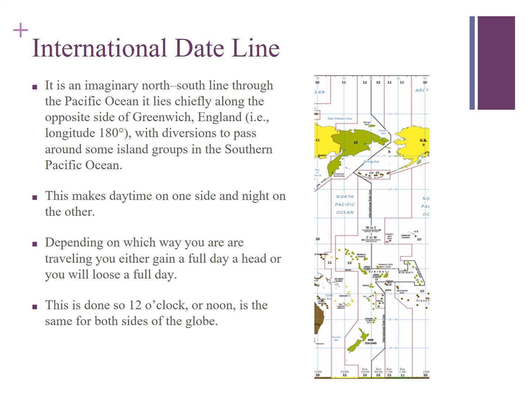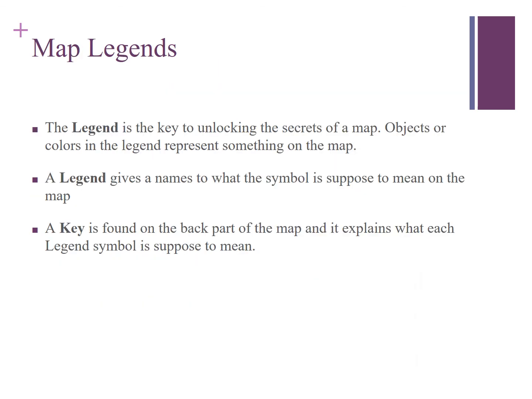But the international date line is 180 degrees longitude because it is halfway past the prime meridian, which is 0 degrees longitude. It is also a reason why countries such as New Zealand or Australia are usually the first ones to celebrate the start of a new calendar year.